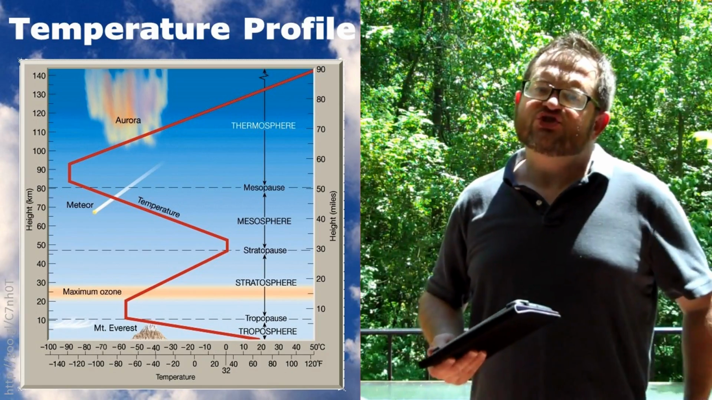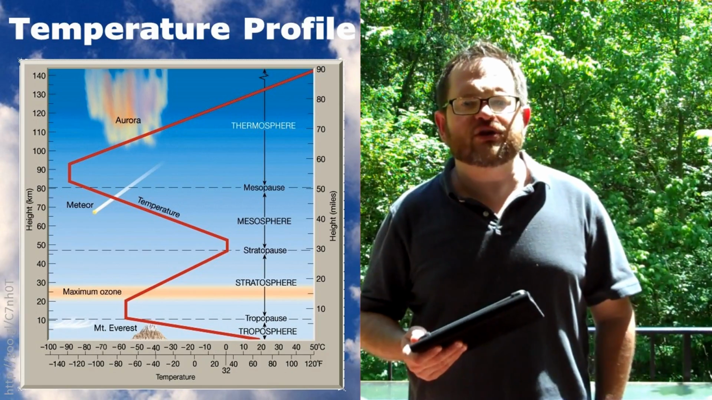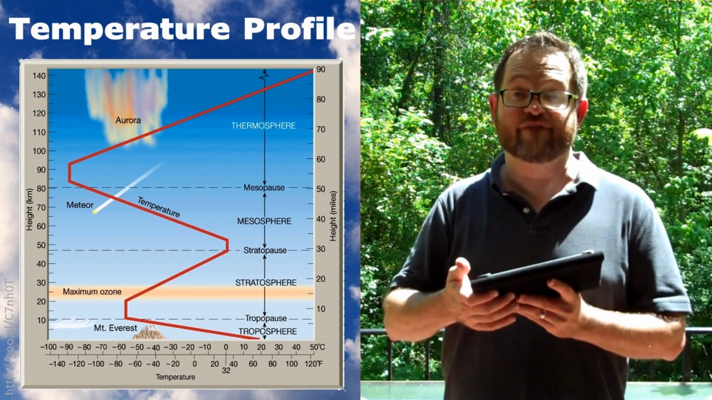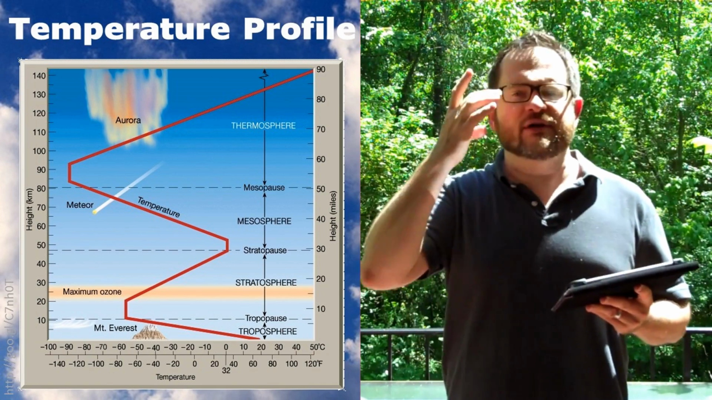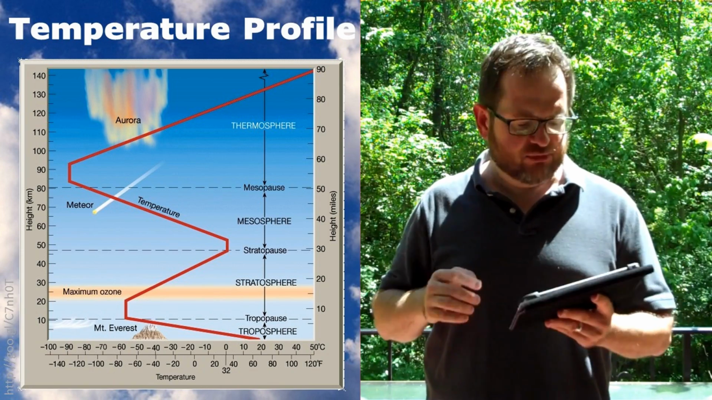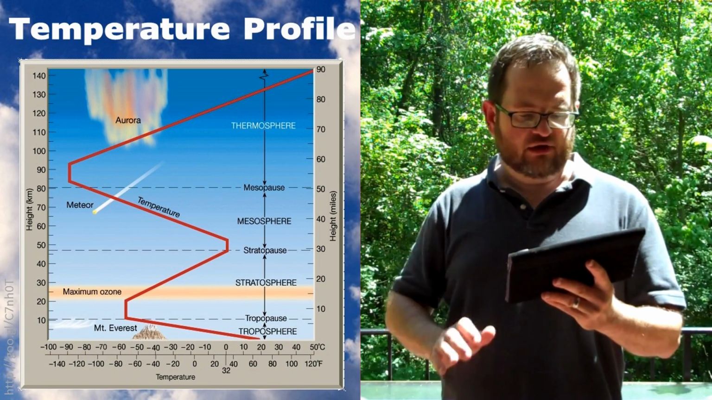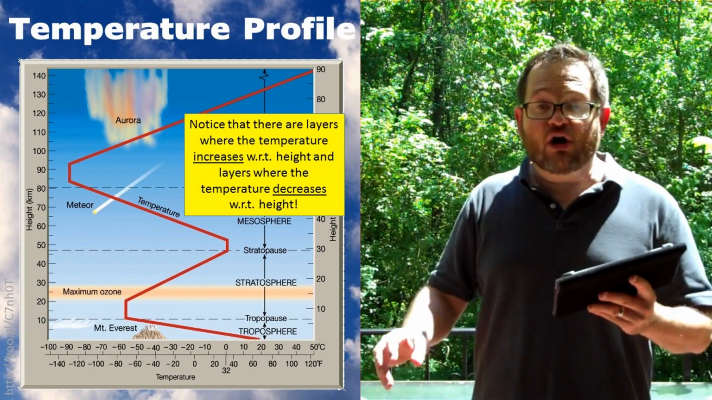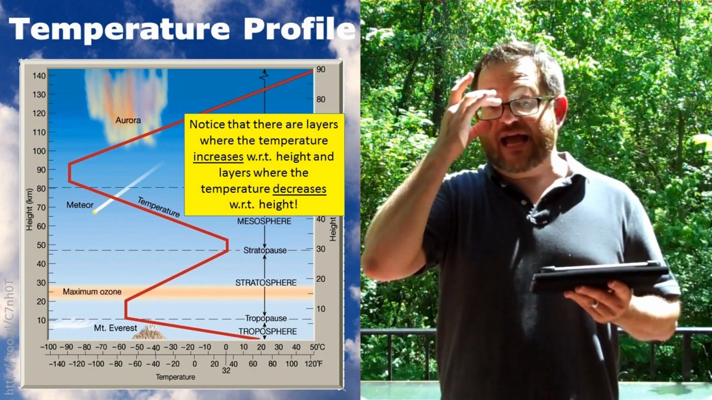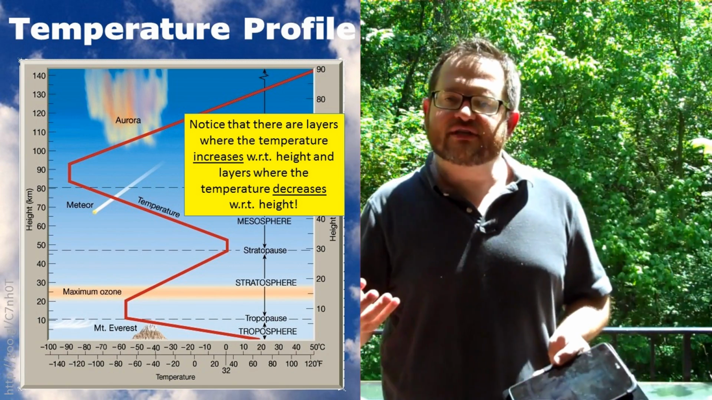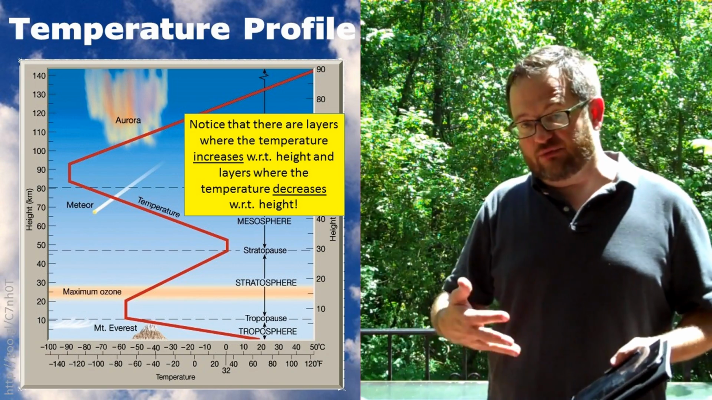So what I want to do here is show you a typical temperature profile in the Earth's atmosphere from the surface up to a height of about 140 kilometers. You have a figure very similar to this in your textbook, and you are responsible for understanding this temperature structure that we're going to be seeing here. Notice that there are layers of the atmosphere where the temperature is increasing with respect to height, and there are layers of the atmosphere where the temperature is decreasing with respect to height.